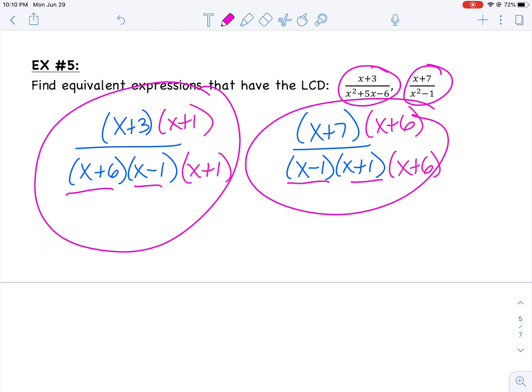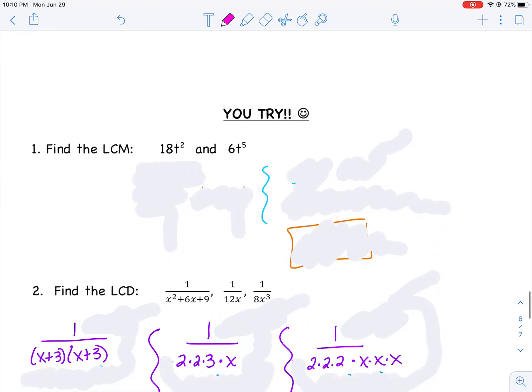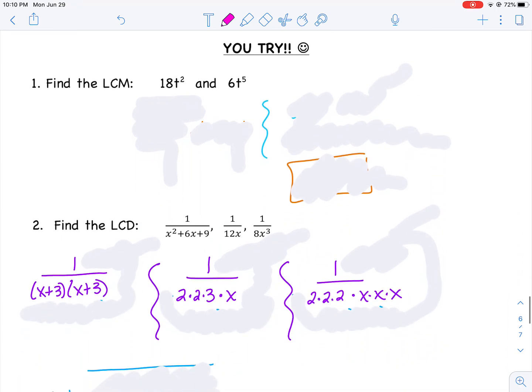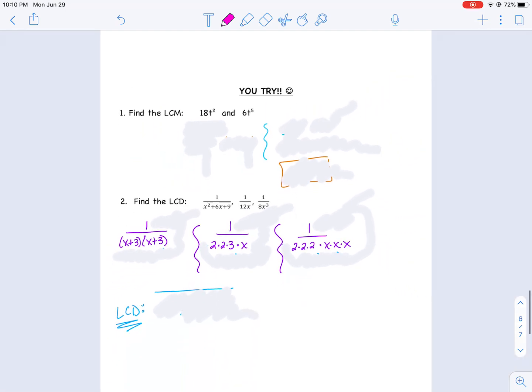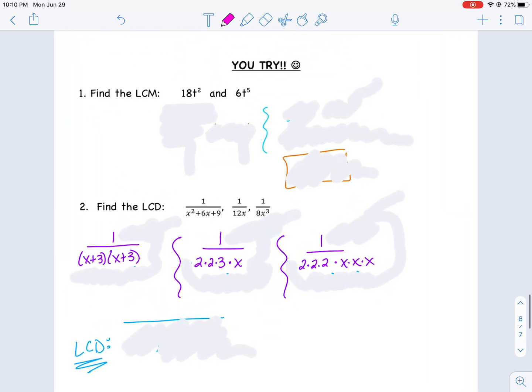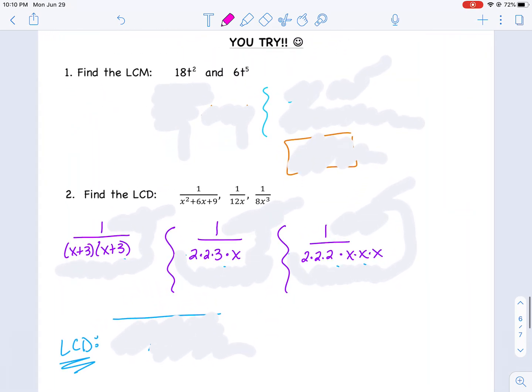All right, we're going to get good at that. We're going to do some more common denominator work in the next section when we actually add and subtract them together. Before we move on though, I'd like you to try a few problems. I have two try-it problems here. One is asking you to find the least common multiple, and one is asking you to find the least common denominator. I want you to practice finding the common multiples or common denominators between these two terms and these three fractions. I want you to pause the video, come back to me, and make sure that you can find a least common multiple and a least common denominator.